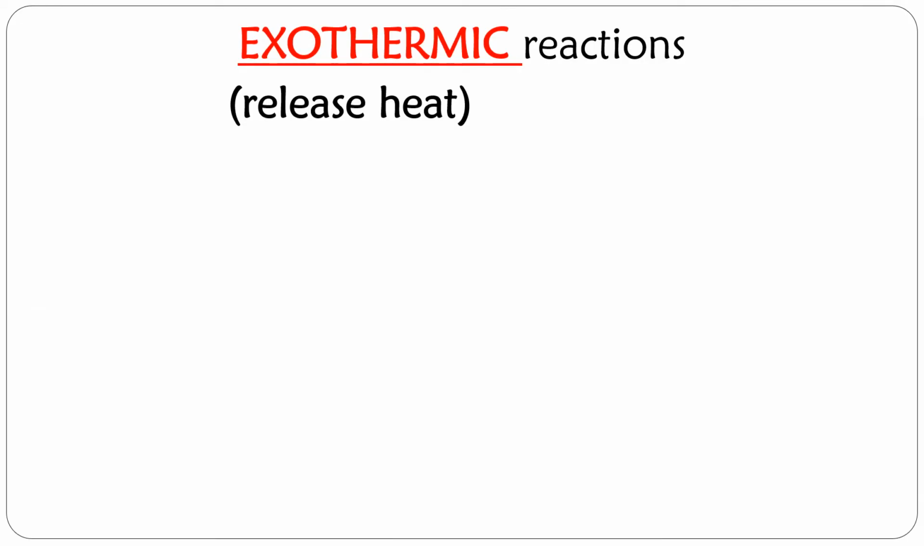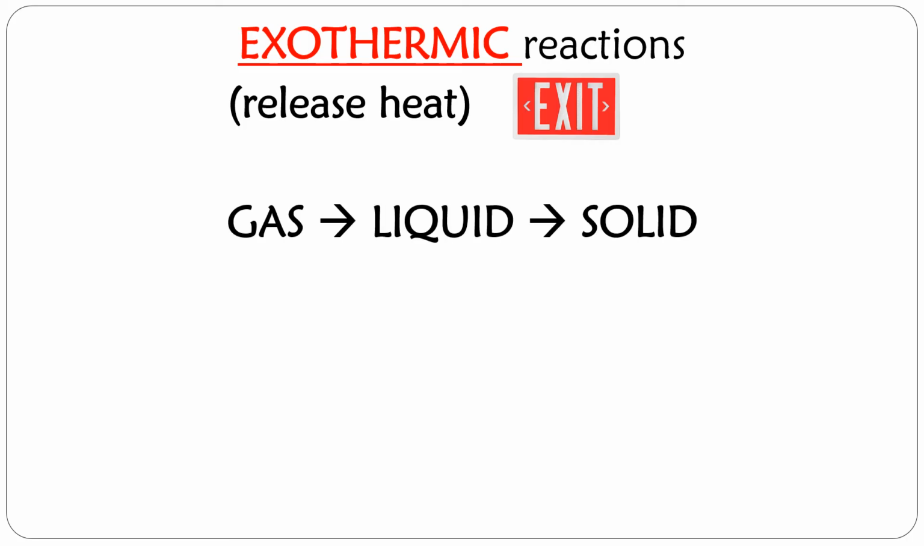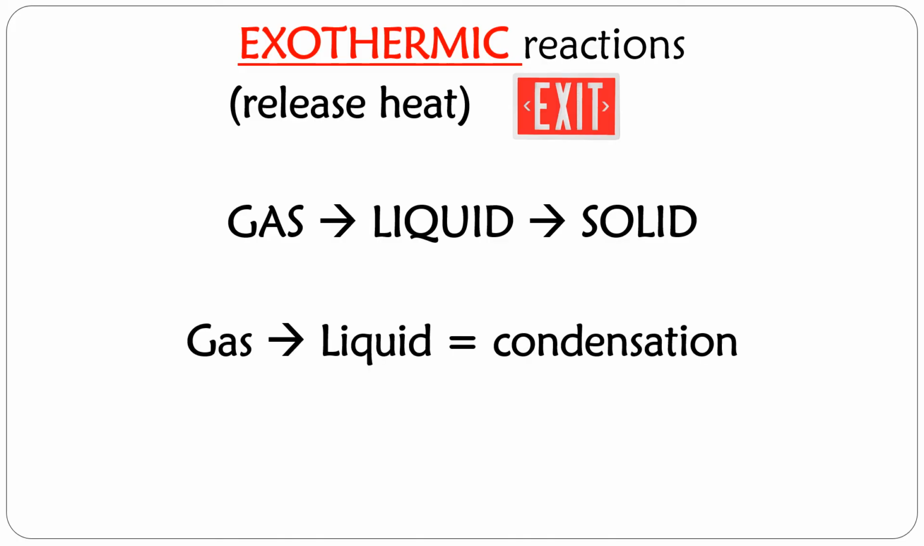So exothermic reactions, in terms of chemistry, is when we have a reaction that releases heat. And this happens in the backward type of reaction. So when you convert a gas into a liquid into a solid, gas into a solid. So if we try to convert a gas into a liquid, that's a condensation reaction.